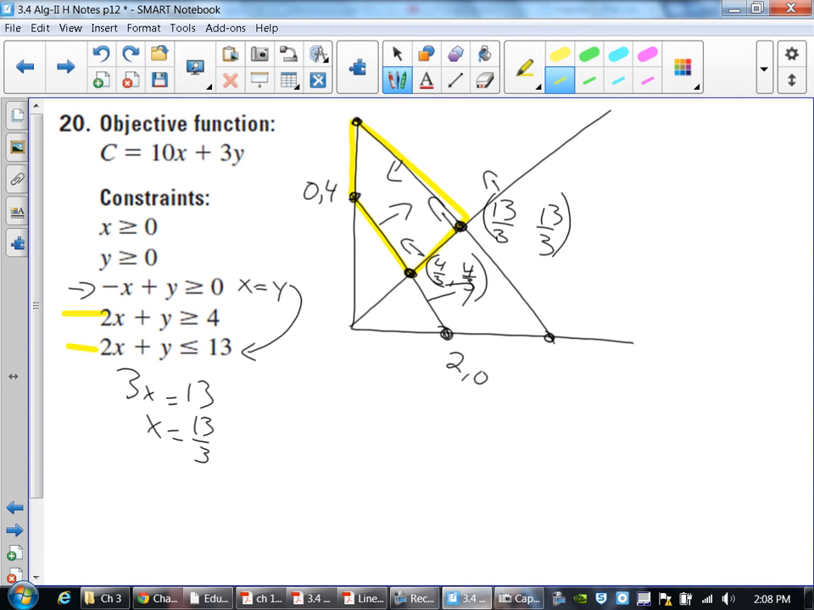Okay? So that gives you your 4 ordered pairs to go through. How do we know what? Because it makes us critical thinkers.